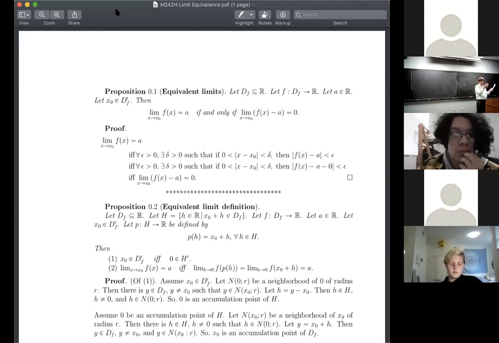Anyway, number 1 is trying to show that I can take a limit, because you can only take limits at accumulation points. So this is an accumulation point. How do I know this is? I have to prove it. Or this is an accumulation point. How do I know this one is? I have to prove it. That's what number 1 is. Not very long, 3 sentences.